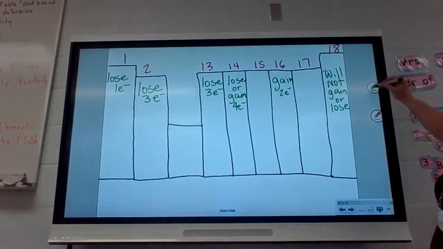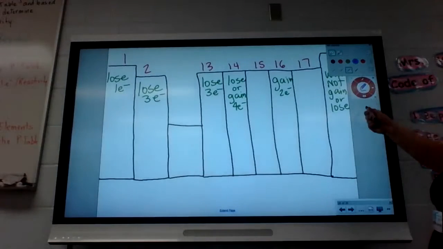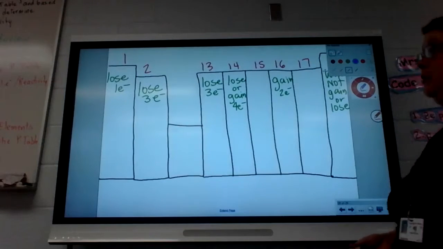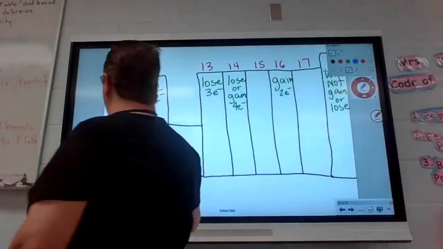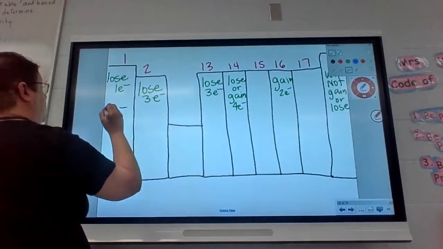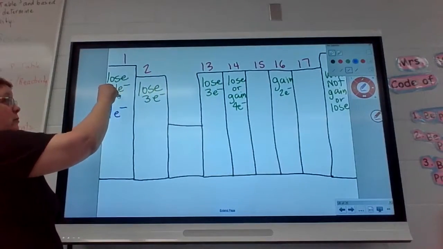Now, these numbers come from the number of outer shell electrons. So we said group 1 had 1 electron. So it was going to lose it, right?